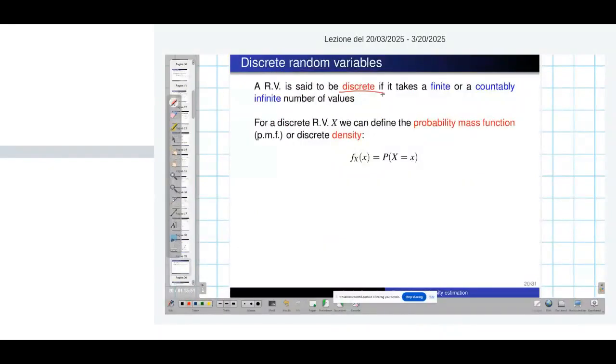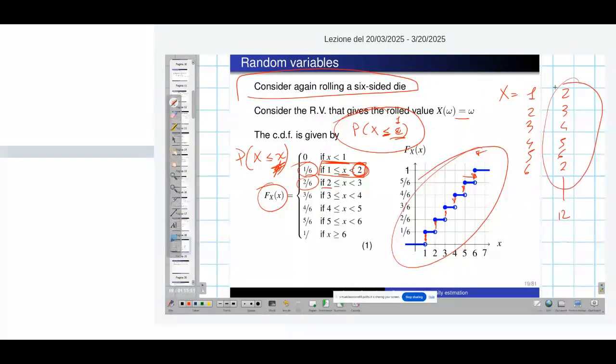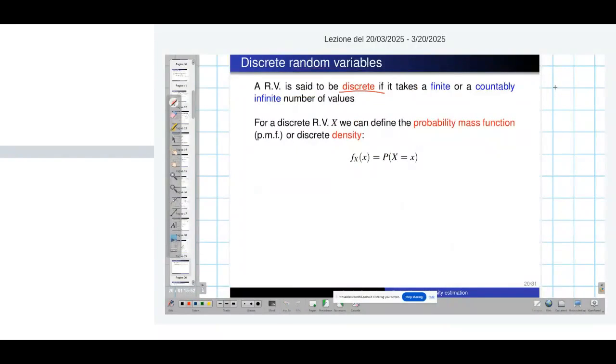Now we say that the random variable is discrete if the values that the random variable can take are a set of discrete values. For example, for rolling the dice, the random variable can only be 1, 2, 3, 4, 5, 6. If you have 2 dice, it can only be 2, 3, 4, 5, 6, 7, up until 12. So the cumulative function is defined over all the real line, but the values that the random variable can really take are a discrete set of values.